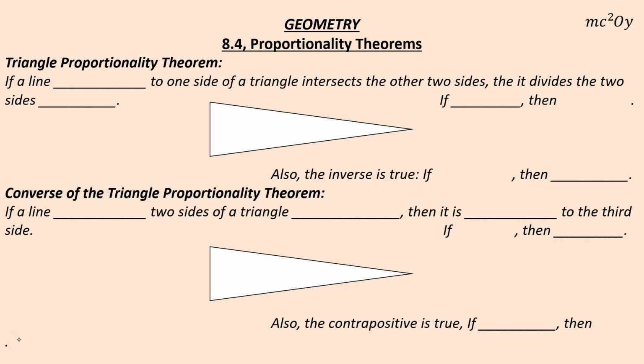All right, proportionality theorem. So we're going to finish up this section on similar triangles with proportionality theorems and triangles. If a line parallel to one side of a triangle intersects the other two sides, then it divides the two sides proportionally.